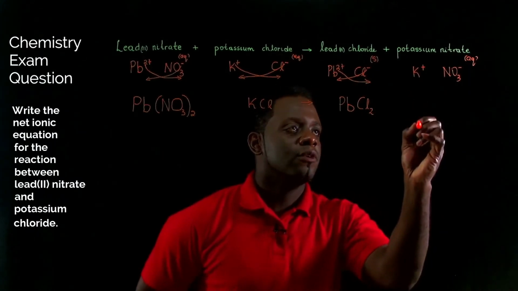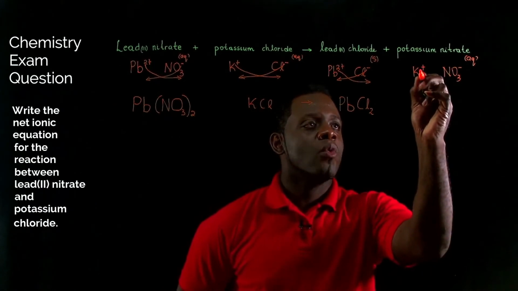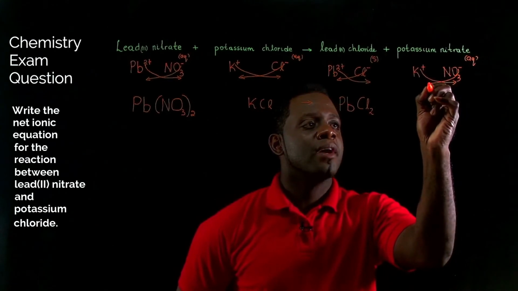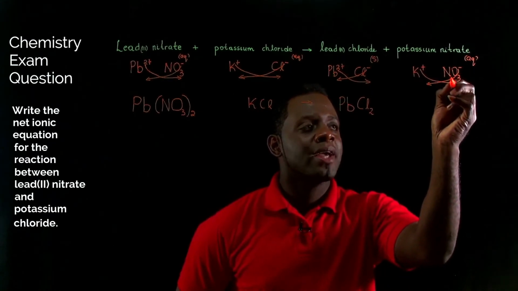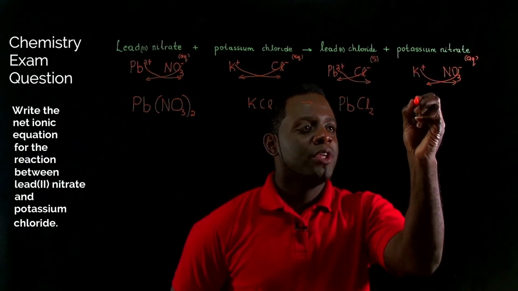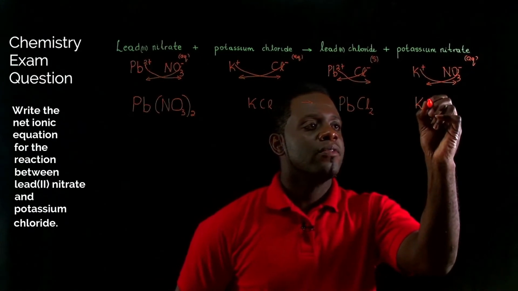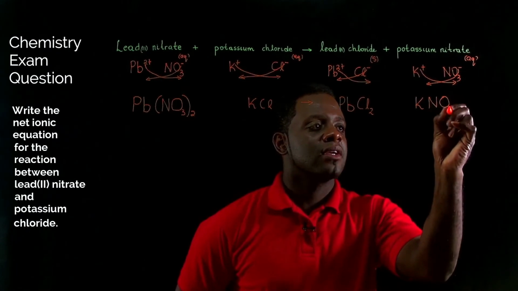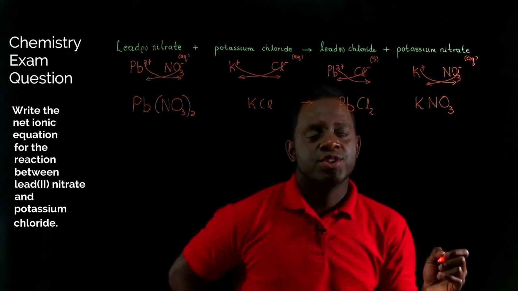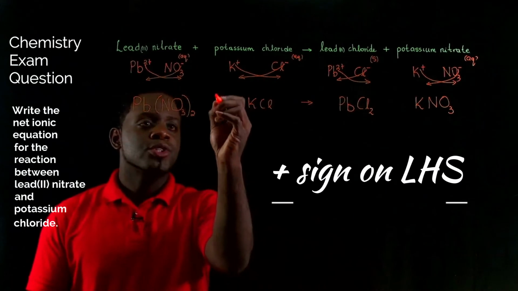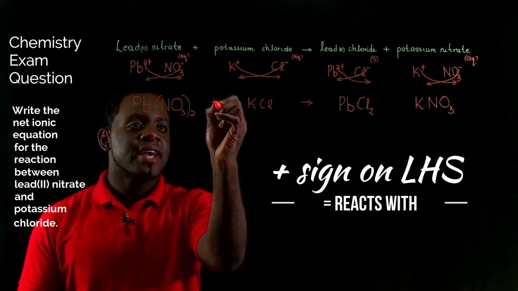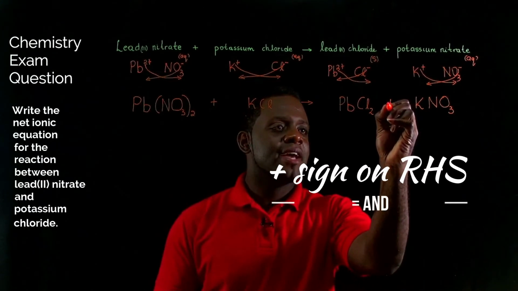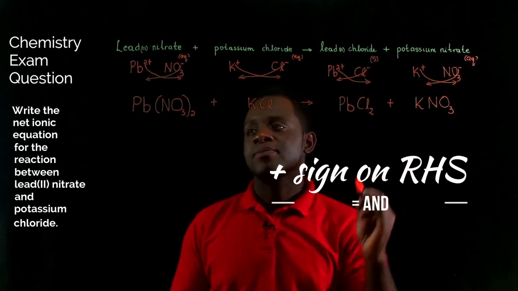And lastly, for the potassium nitrate, a 1 is coming from the potassium and a 1 is coming from the nitrate polyatomic anion, and we rewrite the formula with the ions with no change. Let's put our plus sign on the left hand side, which means reacts with, and the plus sign on the right hand side, which means and.